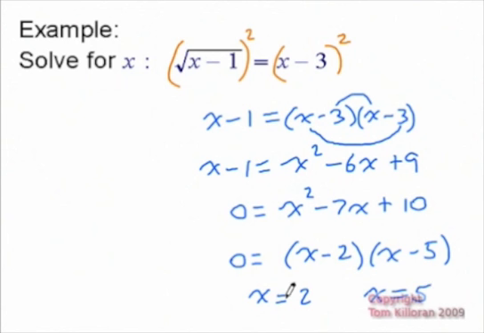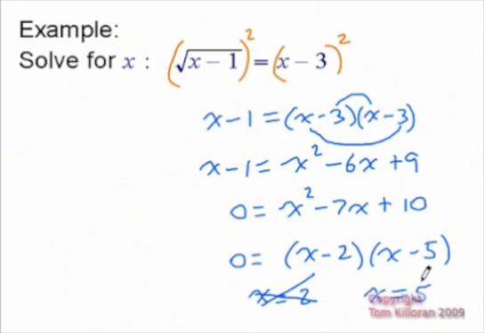So let's test them both out. If I plug in 2, we're going to get 2 minus 1, which is 1, and the square root of 1 is 1. But on the other side, if I plug in 2, I'm going to get 2 minus 3, which is negative 1. And definitely that's not true that 1 is equal to negative 1. So this one we're going to have to remove. It's considered an erroneous solution. So the only answer, I think, is 5.